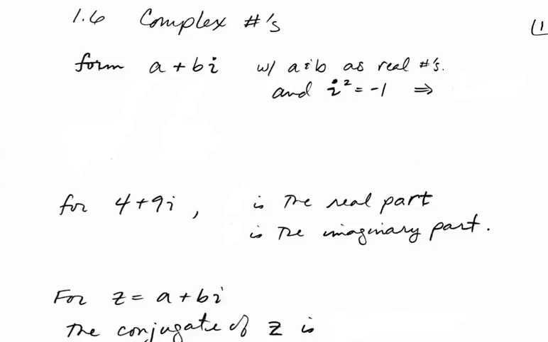So complex numbers, this is section 1.6. You should have attempted at least to leverage this content before this class session, so you should be familiar with what we're about to talk about. The form of complex numbers, generally speaking, is a plus bi, where a and b are real numbers, and i squared is equal to -1, meaning that i is equal to the square root of -1.